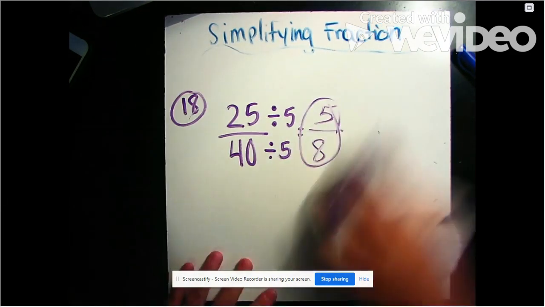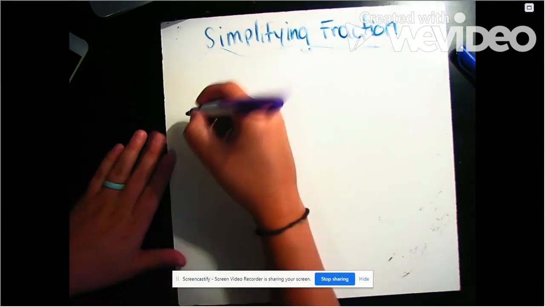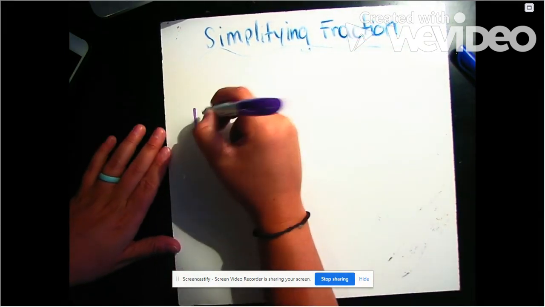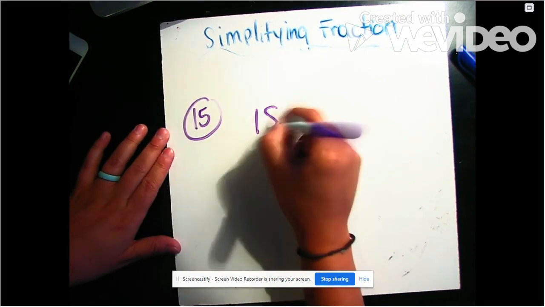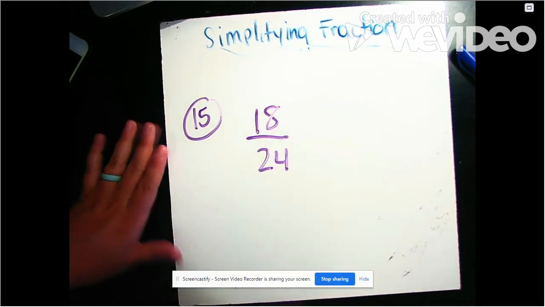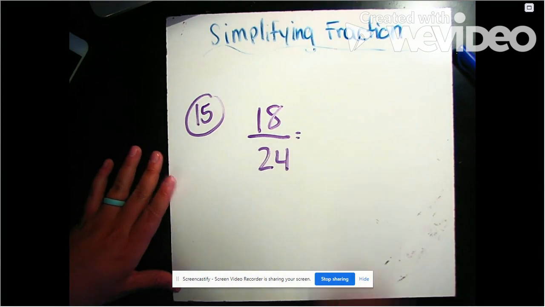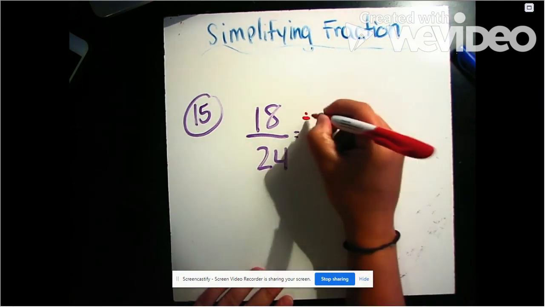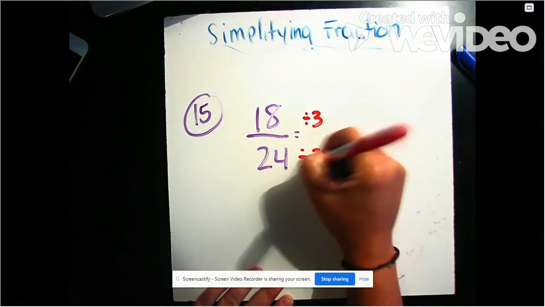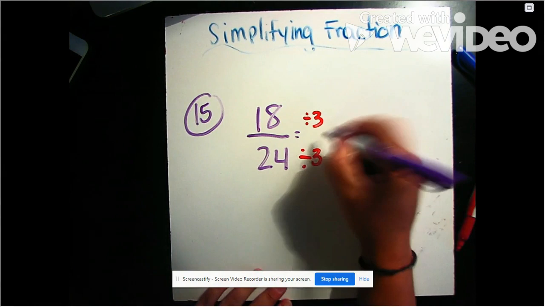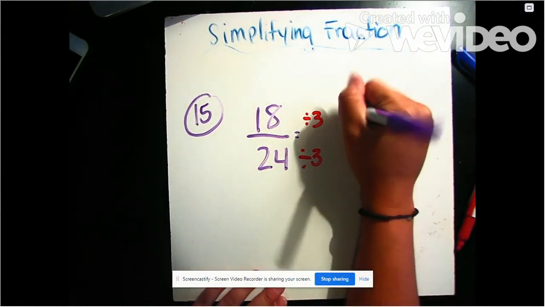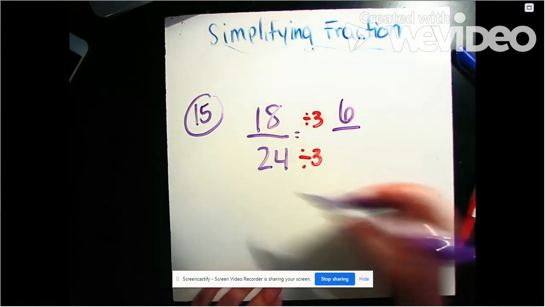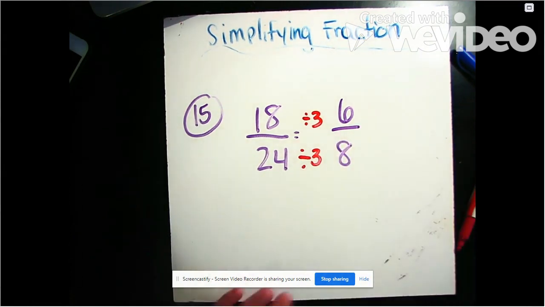Okay, so going back to another one that we have done before, let's look at number 15. And let me just show you a scenario of what could happen. What if you go here and you say, oh, I know that both of these numbers are divisible by 3. You're totally right, and it's okay to do it this way. 18 divided by 3 is 6. 24 divided by 3 is 8.